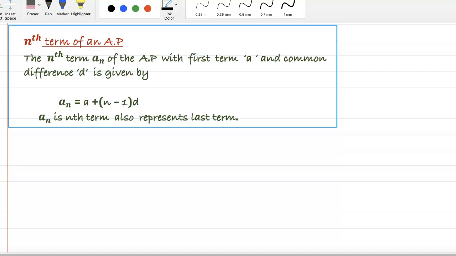Welcome to the chapter Arithmetic Progression. The topic is the nth term of an AP.